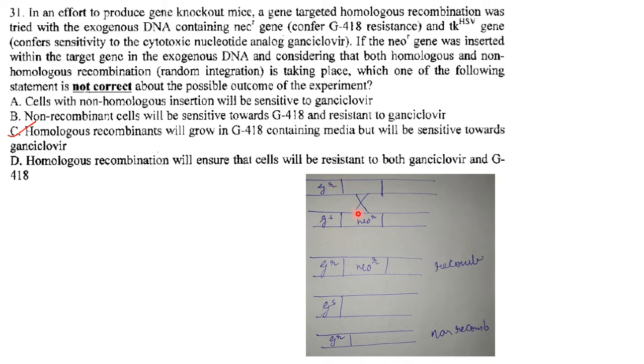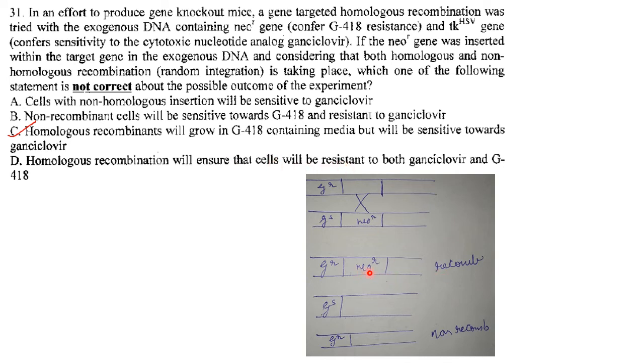Okay, not the exogenous DNA that you are using for gene knockout. It is your DNA in the mice that has to be knocked out. That will be resistant to ganciclovir, but it will be sensitive towards G418. Then next one, homologous recombinants will grow in G418 containing media. So this is homologous recombination, and it doesn't involve the use of any restriction enzymes. Okay, homologous recombinants will grow in G418 containing media.